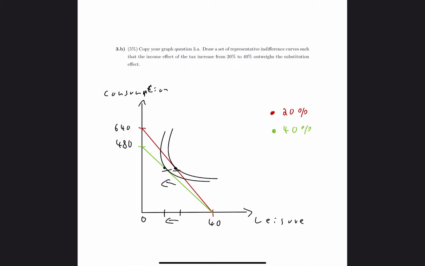As a consequence, since Anna still wants to have a particular level of consumption, she responds by working more in order to increase her real income. This is reflected by these representative indifference curves here.